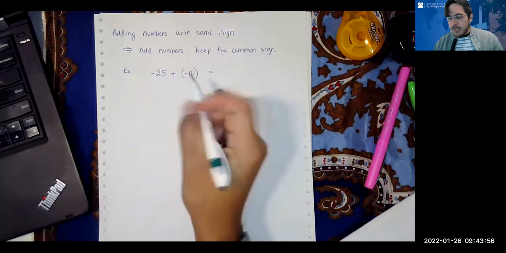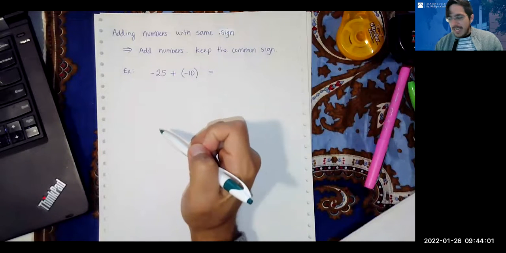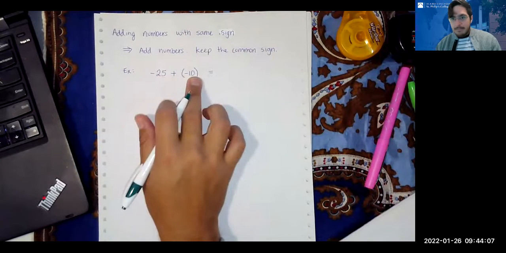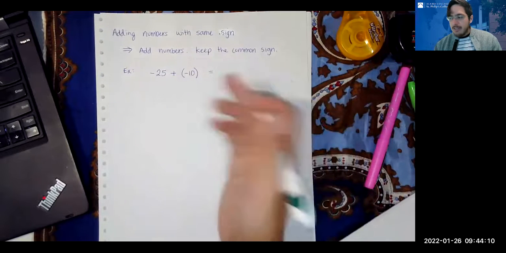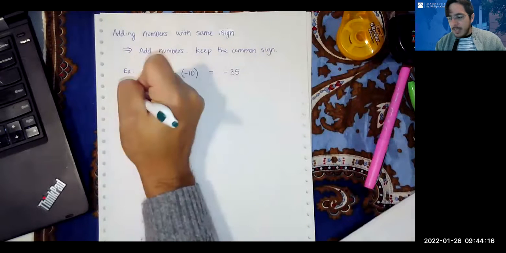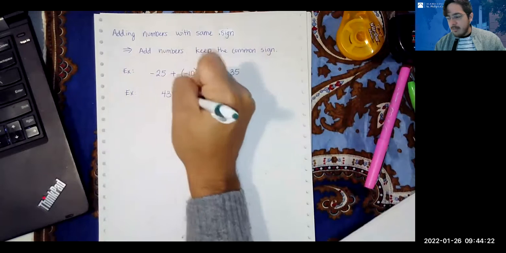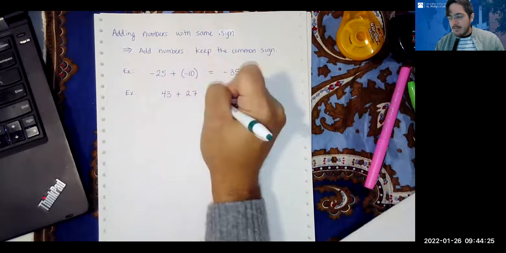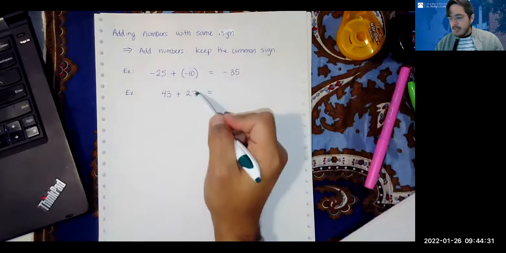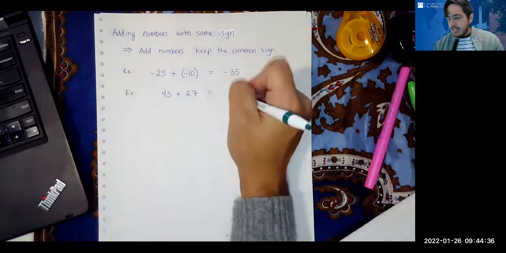Okay, what should this result be? Negative 35. Yeah, so we're just going to add the numbers. So in my head, I just look at 25 plus 10. That's 35. They're both negative, so I'll just keep that negative sign. And obviously with positive numbers, that's a lot easier to manage, right? Like 43 plus 27. Well, I know the result should be positive here. This is pretty intuitive. So 3 and 7 will give me 10. So I should have 60 and then that should be 70, right?